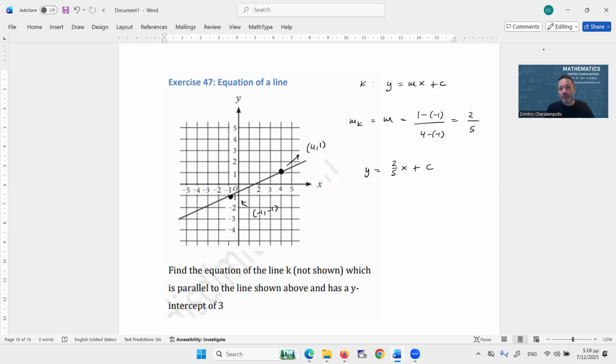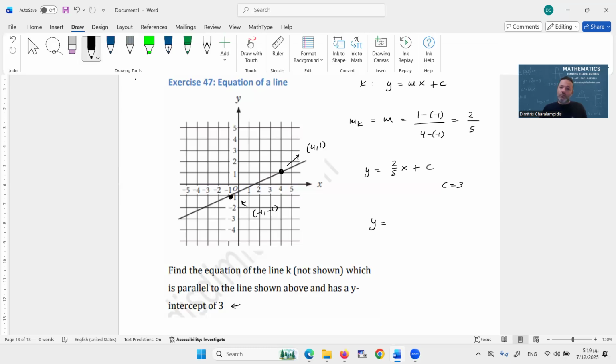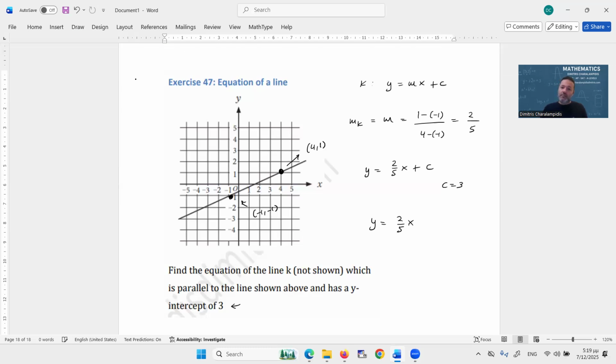This form is called slope-intercept form simply because m, the coefficient of x, shows the slope and c shows the y-intercept. Here we were told directly the value of that intercept, which is 3. This means that c would be 3, and therefore the equation of the line k that I was looking for is 2/5, let me correct that, 2/5 times x plus 3.